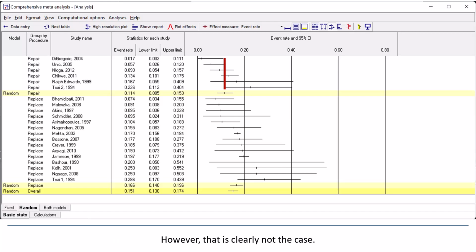However, that is clearly not the case. While these studies are similar to each other, in the sense that they were primarily for mitral valve replacement, they are not based on the same population, and they do differ from each other in many important ways. Therefore, we apply the random effects model here, and this allows us to generalize these results to the universe of comparable studies.